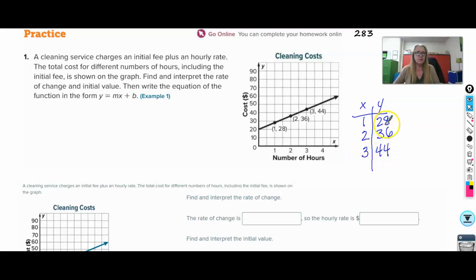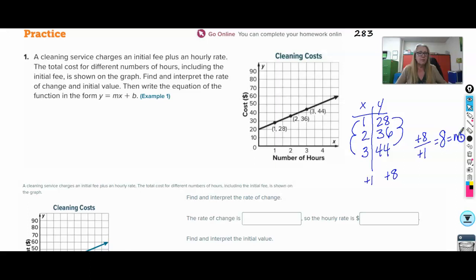Now, I would use the table to find slope. You could just take any two of these points and use the slope formula, but I like the table. I always think that's easier. You ask yourself, how is x changing? Well, this is going up by 1. And how is the y changing? The y is going up by 8. Remember, you always put the change in y over the change in x. The simplest way to write a slope of positive 8 over positive 1 is to write a slope of 8.